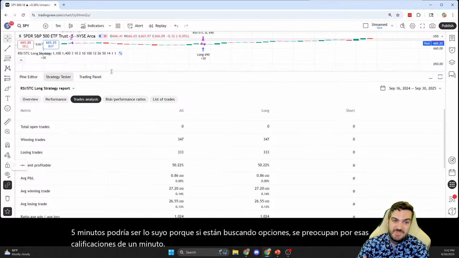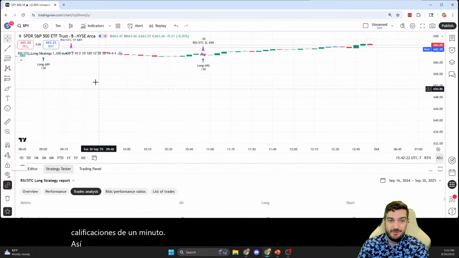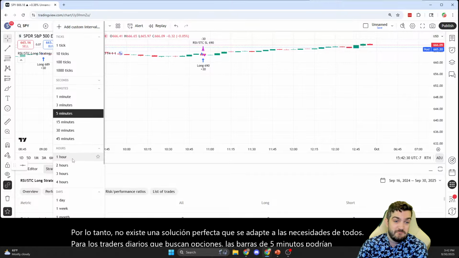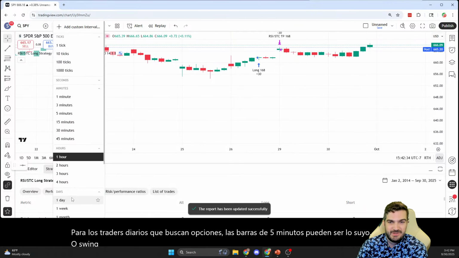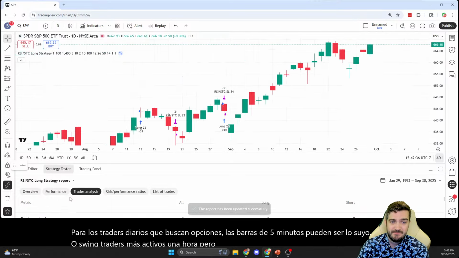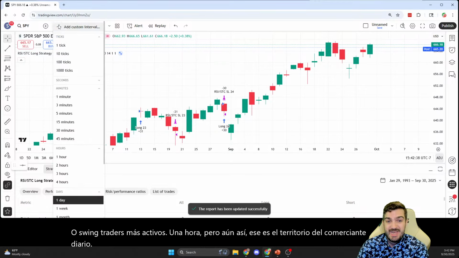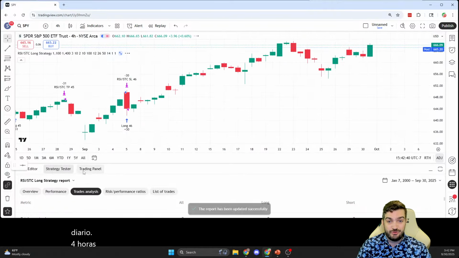So there is no perfect solution that fits everyone's needs. For day traders looking at options, 5 minute bars might be their thing. For more active swing traders, 1 hour, but still that's day trader territory. 4 hours or 1 day, we're getting into actual swing trade levels.